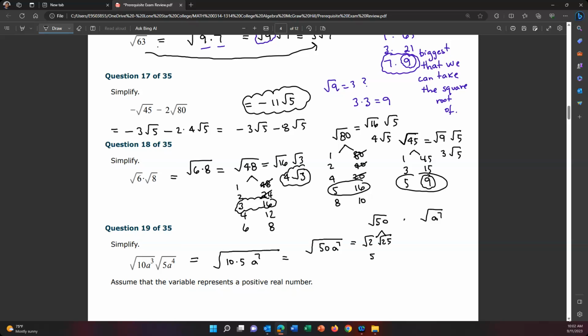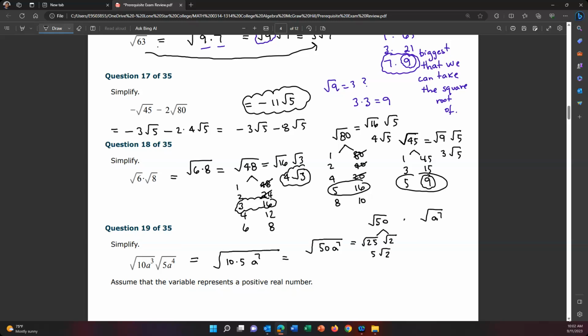Let me rewrite it so that I don't confuse you. That will be 25 times 2. The square root of 25 is 5. So we have 5 square root of 2.